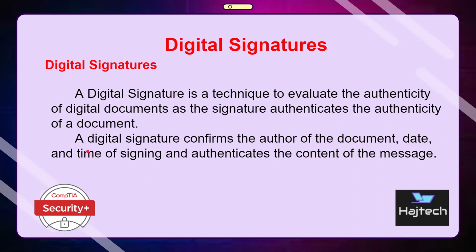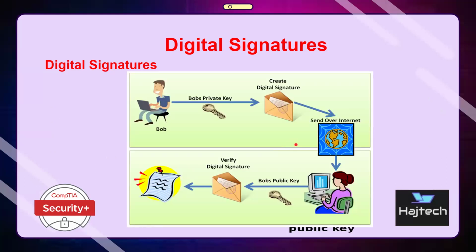When you make a digital signature, what do you do? You confirm the author of the document, the date and time of the signing, and authenticate the content of the message. So if you receive any message with a digital signature, there will be three things: the confirmation of the author, the data, and the date and time. So this is how a digital signature works.